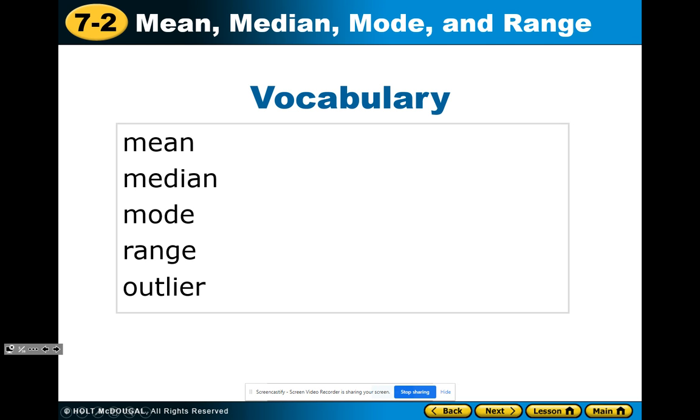All right, so you know what the mean is. Median. Mode, range, outlier. We're covering all 5 of those today. Mean is the average. So you add all of them together and divide by how many ever numbers there are. So if there's 7 numbers you add together, you divide by 7. If there's 15 numbers you add together, you divide by 15. If there's 3 numbers you add together, you divide by 3.